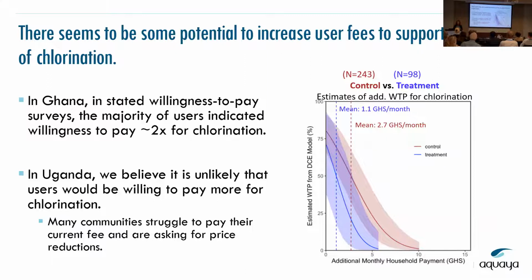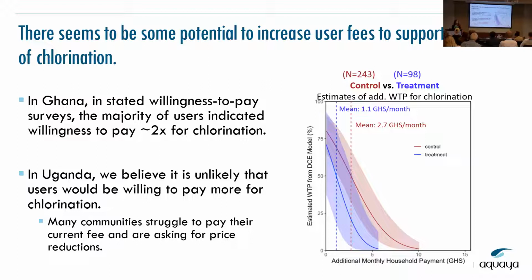We did find some potential to increase user fees to support the cost of chlorination. As I mentioned, we did a willingness to pay study. This was in Ghana, and we used a few different methods. I'm just showing one of them here. We looked at control communities that did not have the chlorinator versus treatment communities that did have the chlorinator. We saw an increase in reported willingness to pay. Of course, this is not actual willingness to pay, and we would expect the actual may drop a little bit. But with the different methods we looked at, people were willing to pay about twice as much for hand pumps with chlorinators.